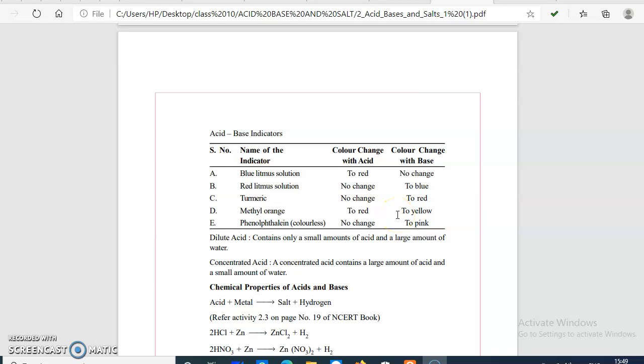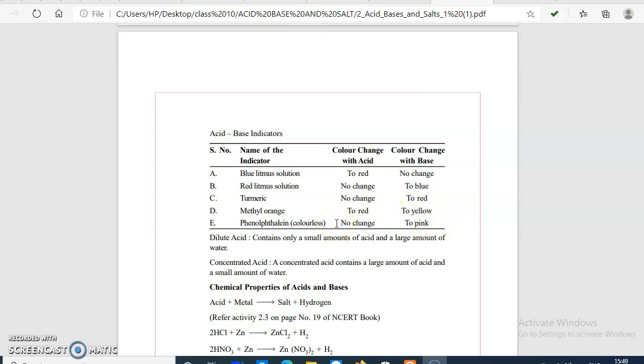And now phenolphthalein, this is one of the more common indicators which are used in the lab. In acidic medium it has no change. When you put acid on it, it will not change its color, and when you put base on it, it will convert it to pink.